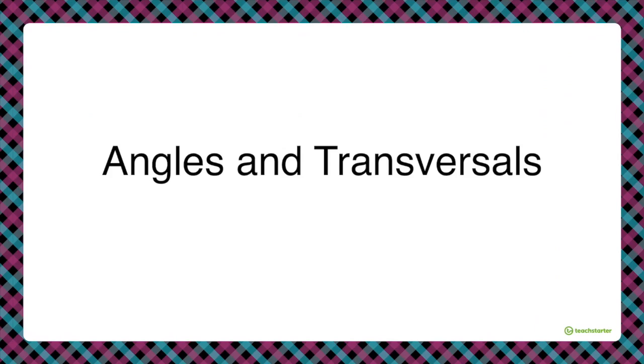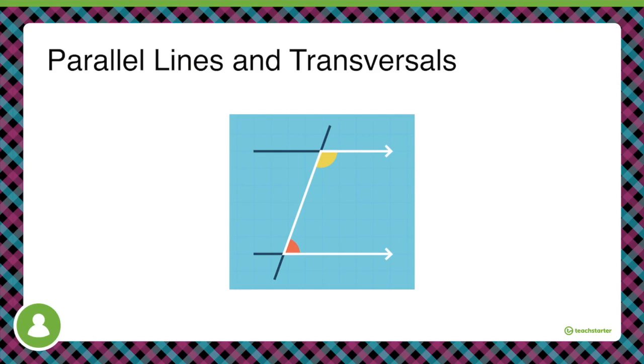So, angles and transversals. What we need to remember is what parallel lines and transversals are. Parallel lines can be shown to us by using arrows, remember? Those tell us that those are parallel lines.